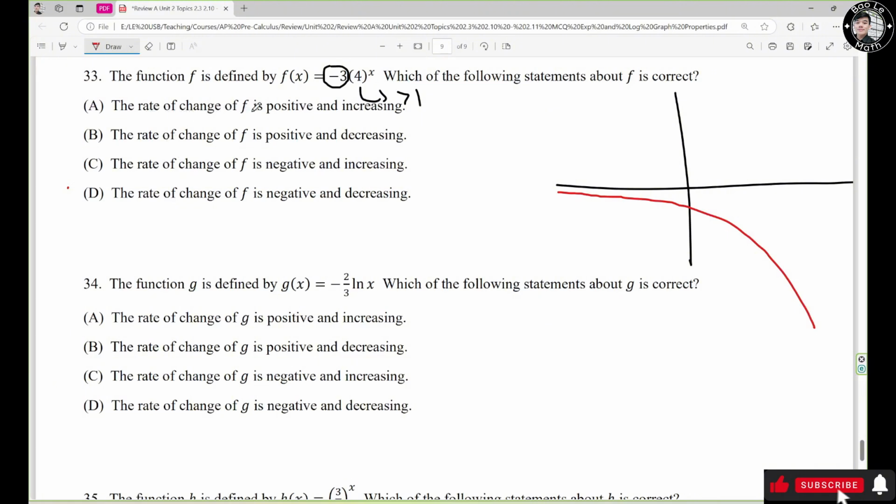The rate of change of the function f is positive or negative? We just draw the tangent line. And we see that the tangent line is going down, the slope is negative, right? So the rate of change is negative. We need to eliminate A and B. Alright, since the function is concave down, the rate of change is decreasing. So the answer must be D.